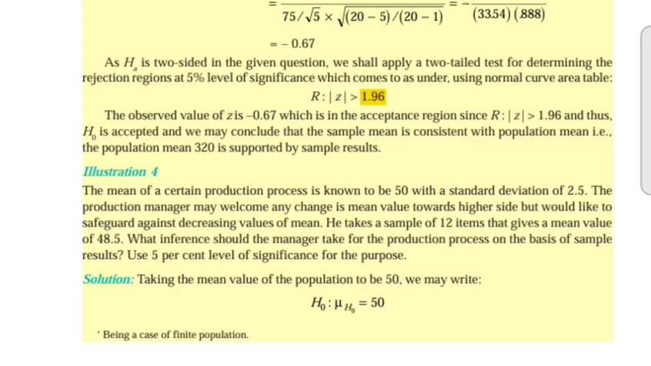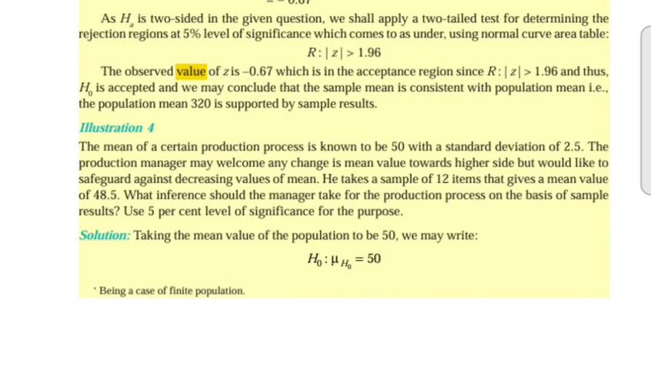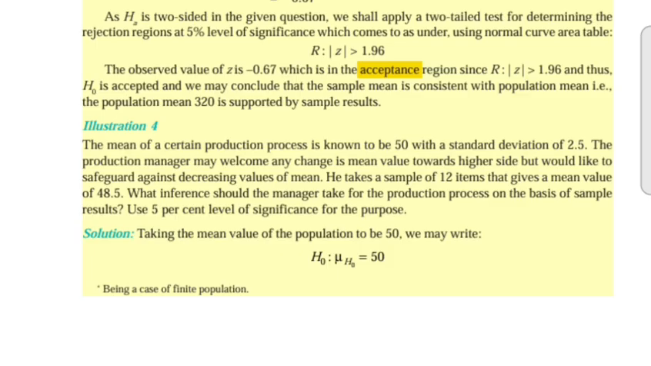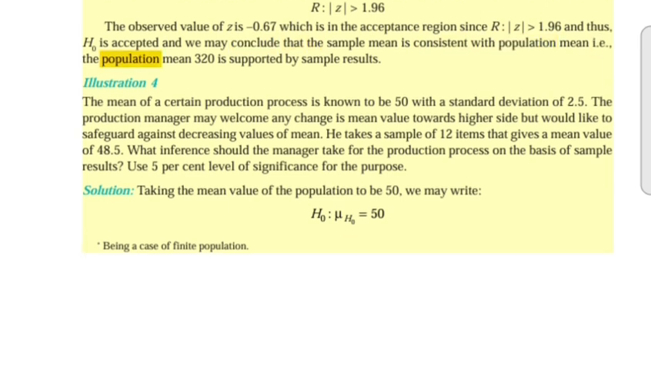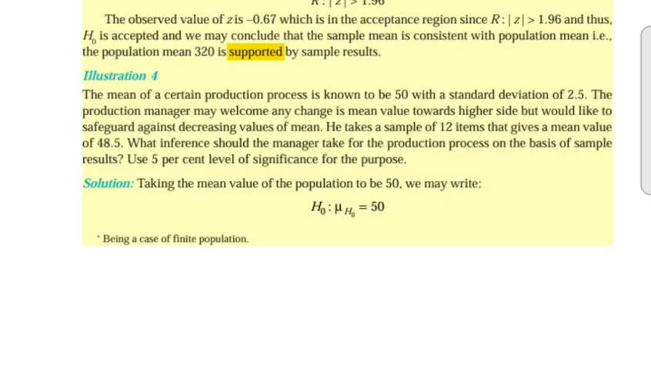The observed value of Z is minus 0.67, which is in the acceptance region since R: |Z| greater than 1.96, and thus H0 is accepted, and we may conclude that the sample mean is consistent with population mean, i.e., the population mean 320 is supported by sample results.